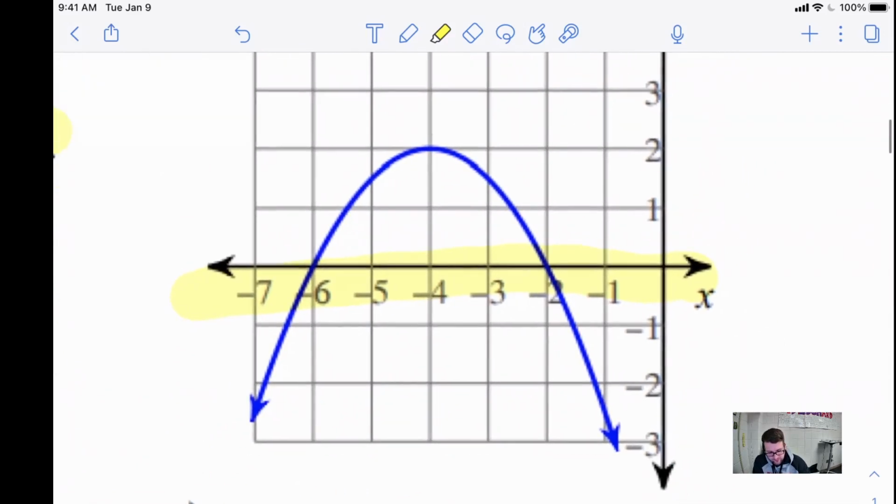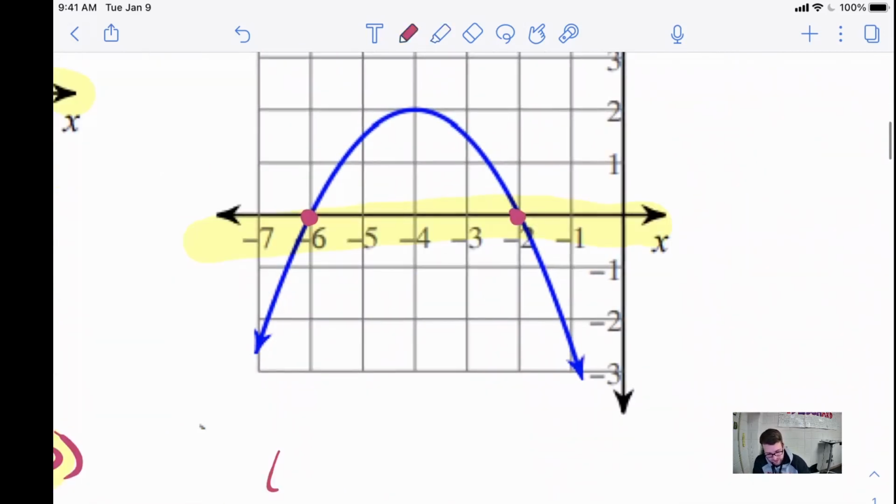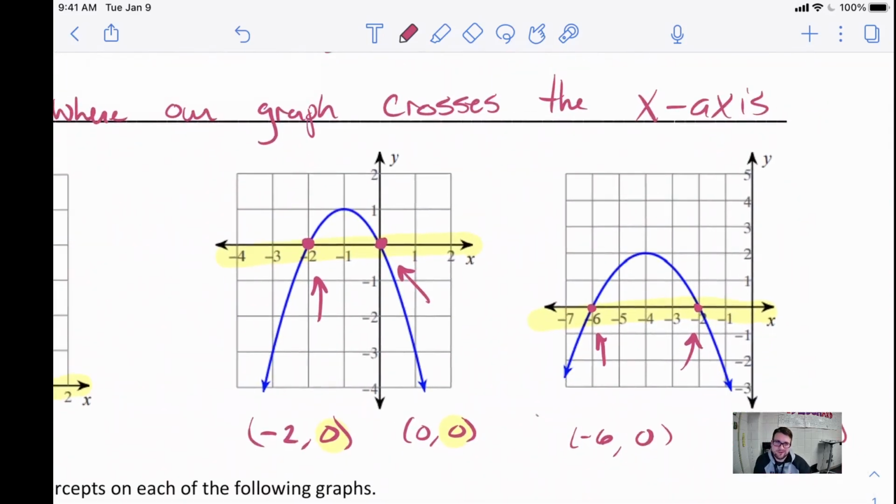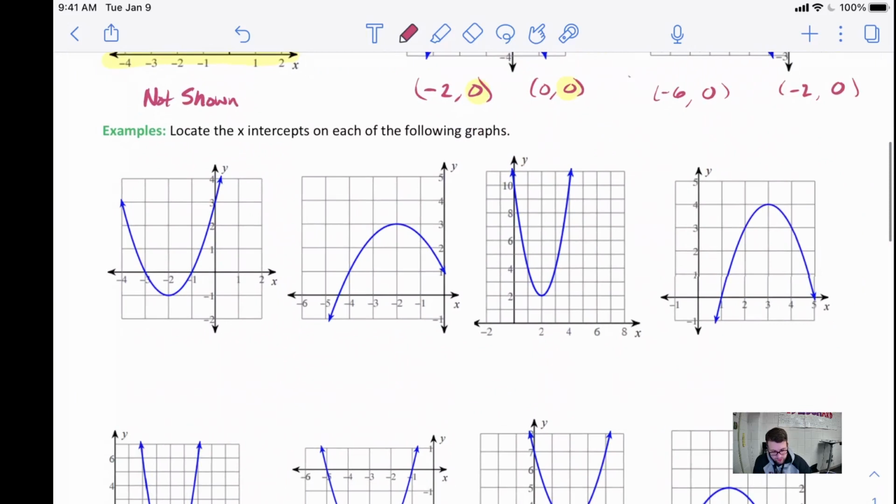Now, here's another one. This one looks like we're going to have 2 different points. So maybe I'm going to set up my parentheses right away. And just like we said a minute ago, the second part's always 0 in these. So for the first part, well, there's -6. And for the second one, here's -2. And just like that, we got our x-intercepts. Not so bad, right? So let's do a few more of these.